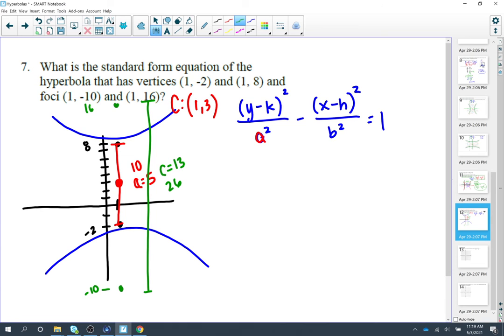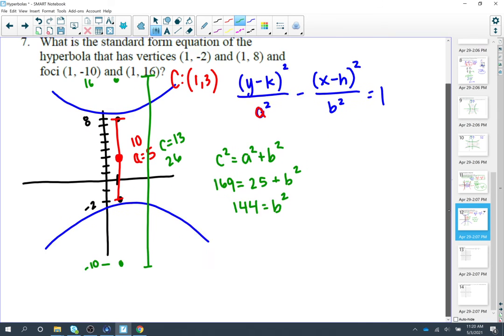So if I need to find my b value, we have c squared equals a squared plus b squared. c is 13, so if we square it, we get 169. a is 5, so if we square that, we get 25 plus b squared. Then if we take 169 minus 25, we get 144 equals b squared. And again, we could take the square root of that, but we really don't have to.